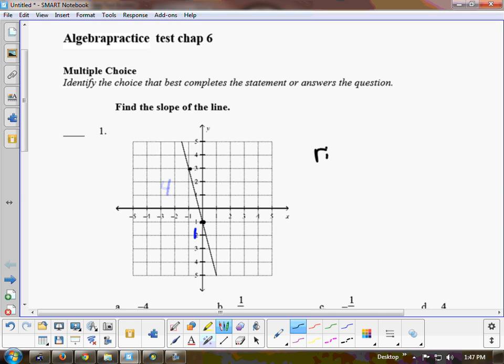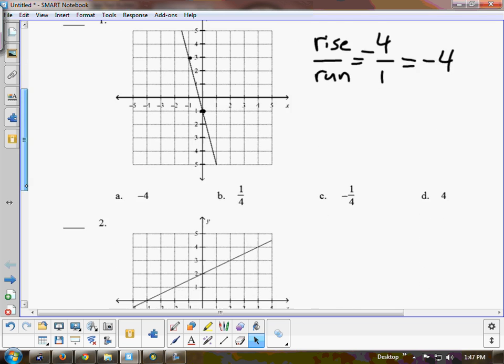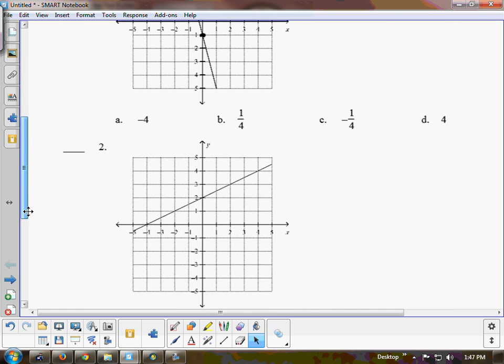We're doing the rise over the run. So the rise is 4, the run is 1, but it's going downhill, so we want to put negative. So it's negative 4. The slope is negative 4. Okay, so be careful with that. If it's going uphill, like I think the next question is, you're going to have a positive slope.